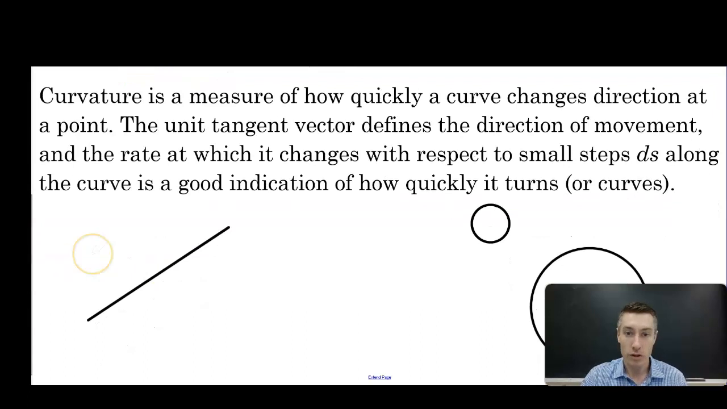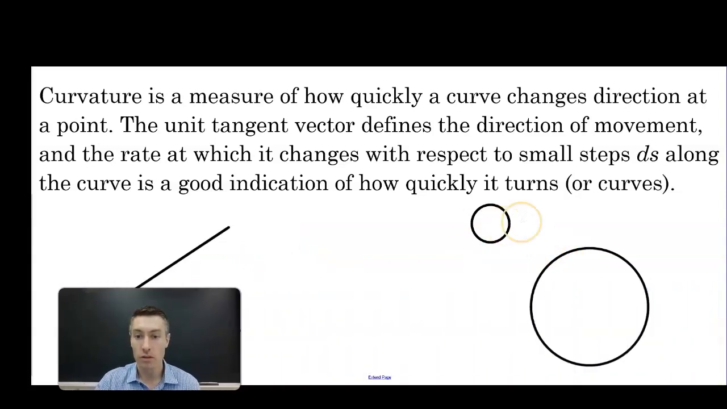So, some pictures below. The graph of a line would be an example of a curve that has 0 curvature. If you drew a few unit tangent vectors, they would all point in the same direction, so the change in direction would always be 0. So 0 curvature.